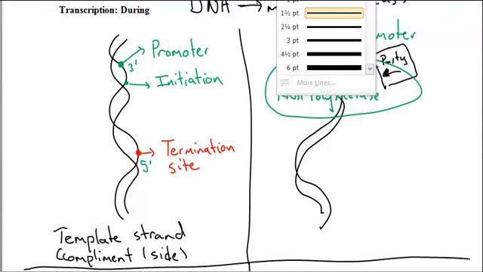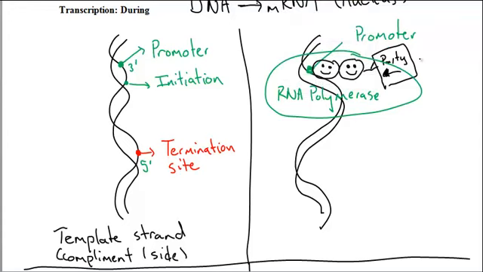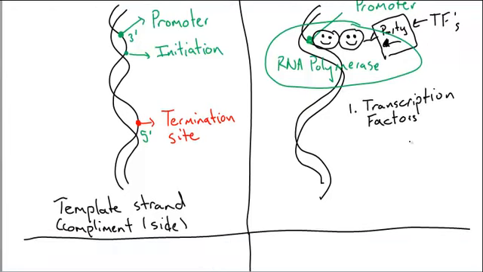Thanks to your transcription factors, which are abbreviated TFs. So step 1, transcription factors. And each gene has its own unique set of transcription factors that can recruit RNA Paul. In fact, many cancers are caused by transcription factors recruiting RNA Paul at the wrong time and turning on the wrong genes.